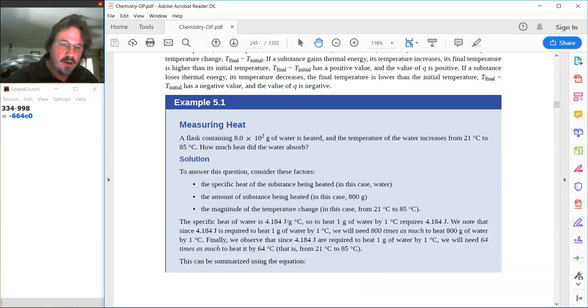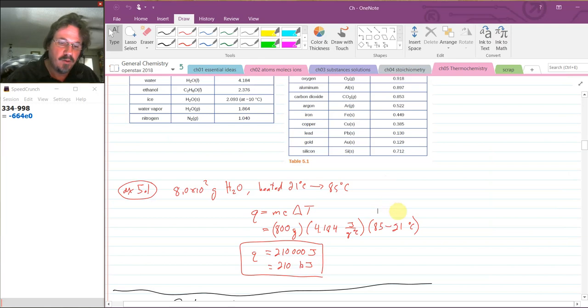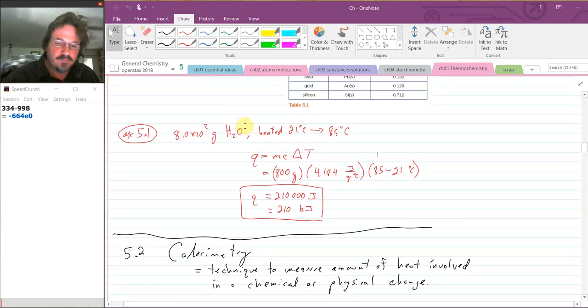5.1 asks, a flask containing 8.0 times 10 squared, in other words 800 grams of water is heated, and the temperature of the water increases from 21 up to 85 degrees Celsius. How much heat did it actually absorb? Okay, well, 800 grams of water heated from a temperature initial to a temperature final here. We can use the equation for heat capacity.